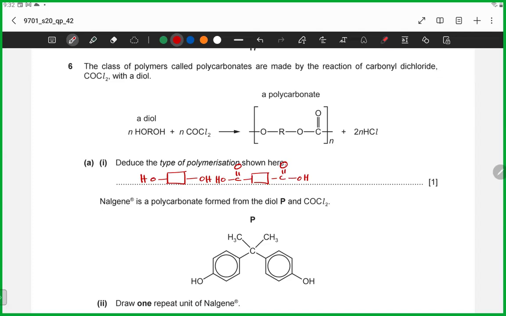And the two are going to react together. The OH from the carboxylic acid and the H will react, and they will form an ester link right in the middle, which you can see in the above reaction. You've got an ester link over here.